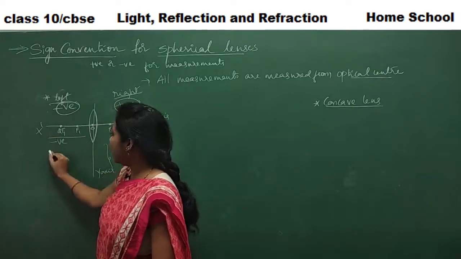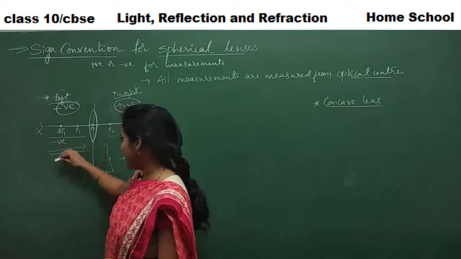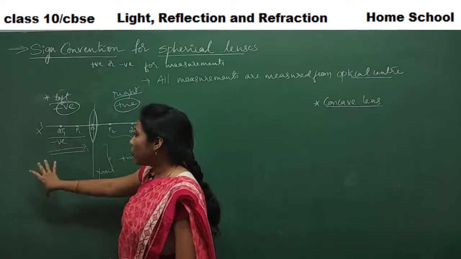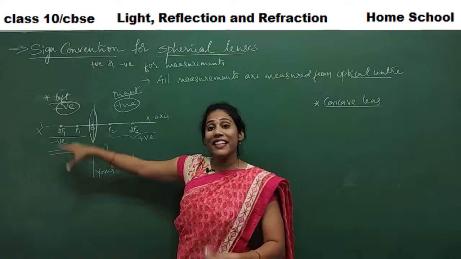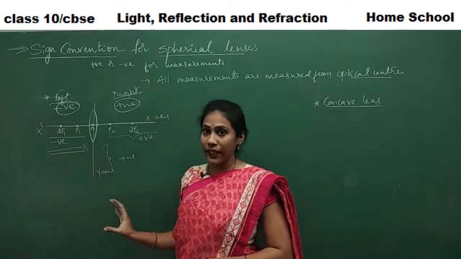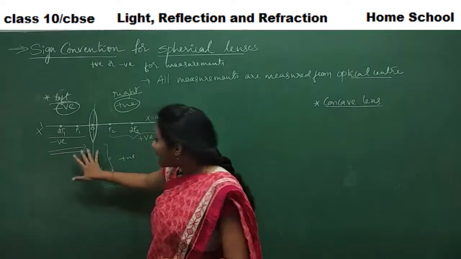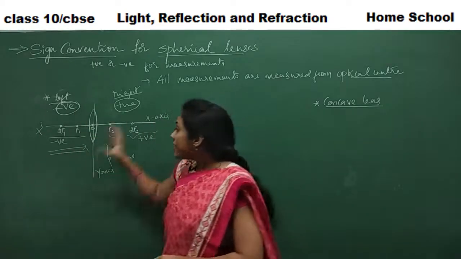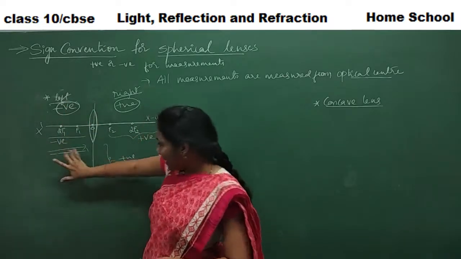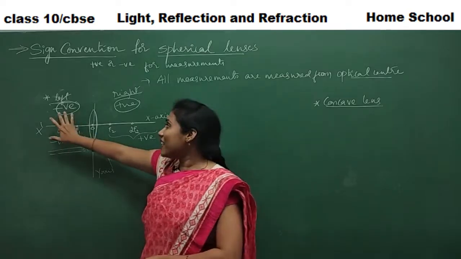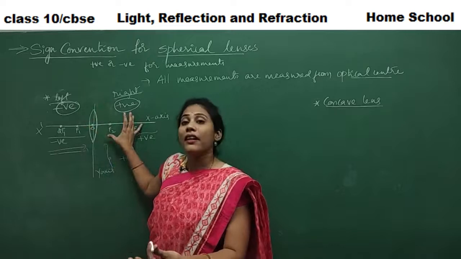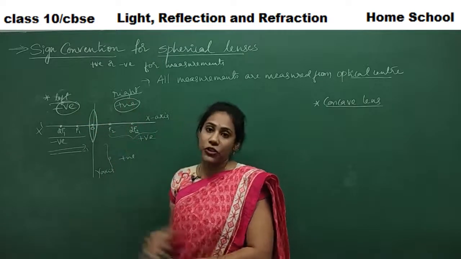Object you will keep this side, all incident rays you will try to pass this side, right? Say whichever measurements that you are doing in a side where incident rays are coming, those measurements are considered to have a negative sign, and the opposite side measurements have to be taken with positive values.